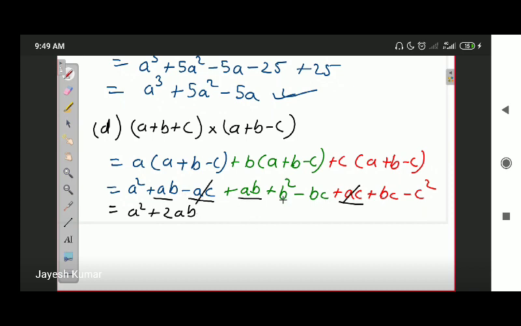Then we have completed ab, then we have b square. Minus bc and plus bc. This again will be cancelled out. And lastly, minus c square. Okay, let me write down properly all of the square terms all together. Okay, so this will be our final result, multiplication of two trinomials.